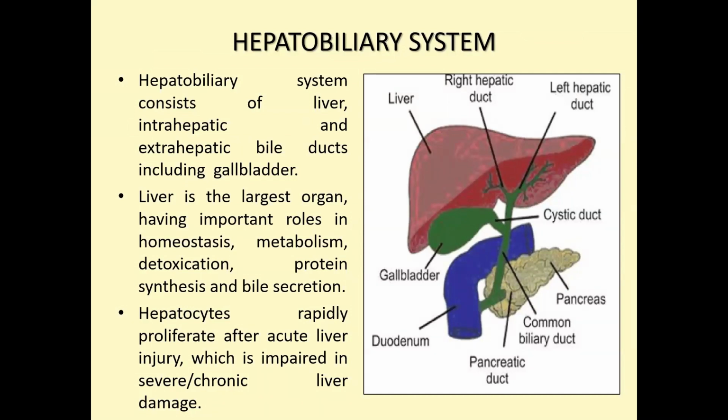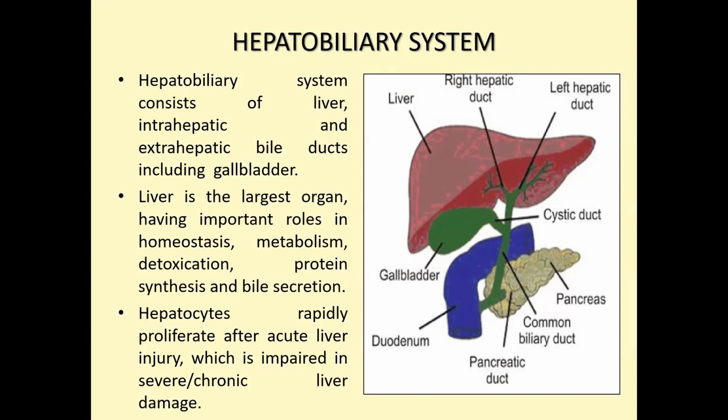in hemostasis and metabolism. What metabolisms? Carbohydrate, lipid, and protein metabolism. It plays an important role, especially in gluconeogenesis and storage of glycogen. It plays an important role in protein synthesis. Almost all the proteins except immunoglobulins are synthesized by the liver, and it plays a role in bile secretion for excretion of cholesterol for enterohepatic circulation.